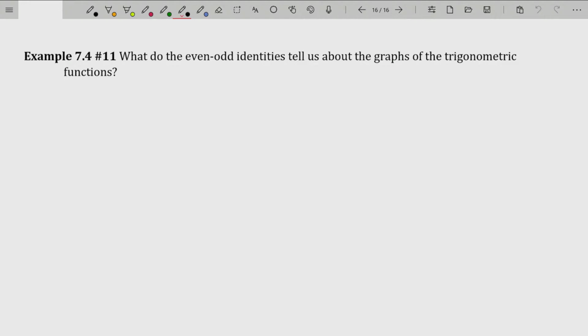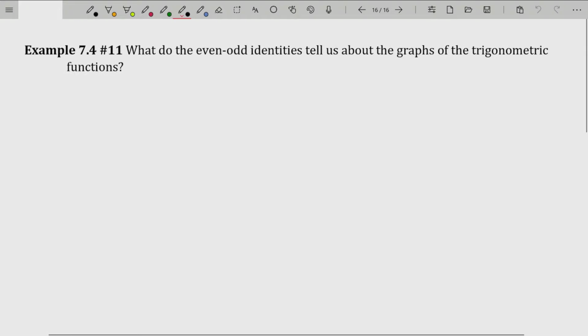Now, I don't want to pan the even-odd identities. You do use them quite a bit, but there's not much else I can do with them in this video. So I'm going to finish this out with a gateway into the next major topic within most trigonometry courses, which is graphing. So what do the even and odd identities tell us about the graphs of the trig functions?